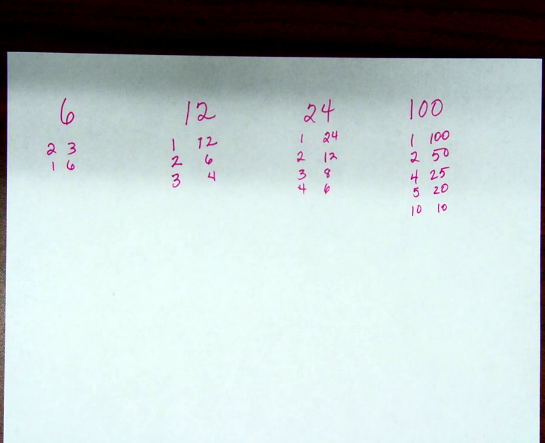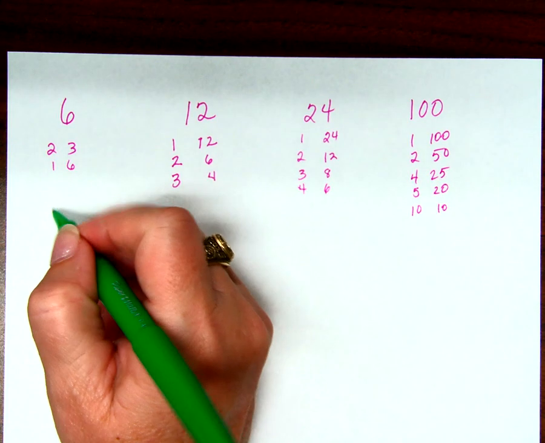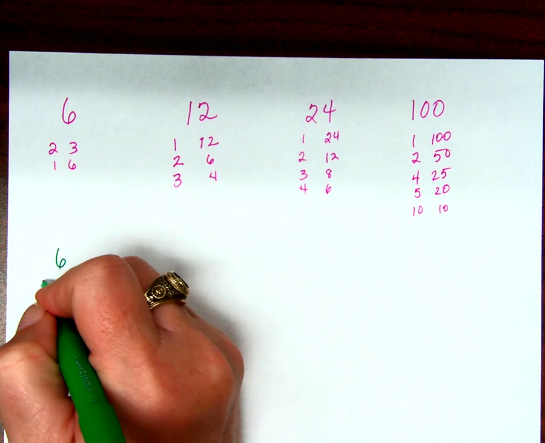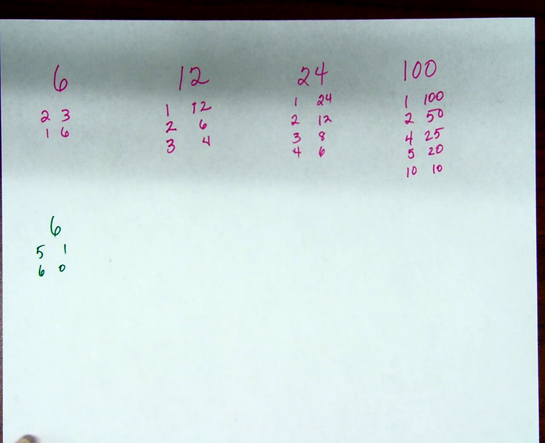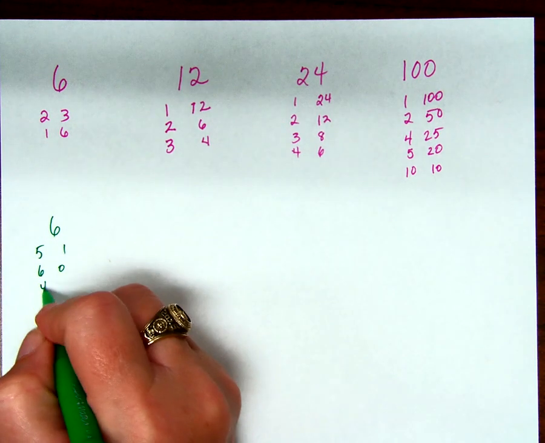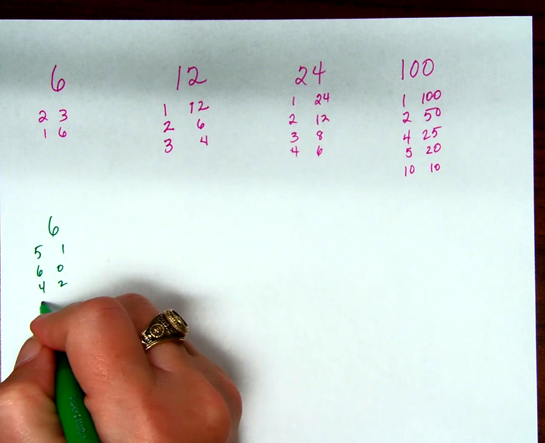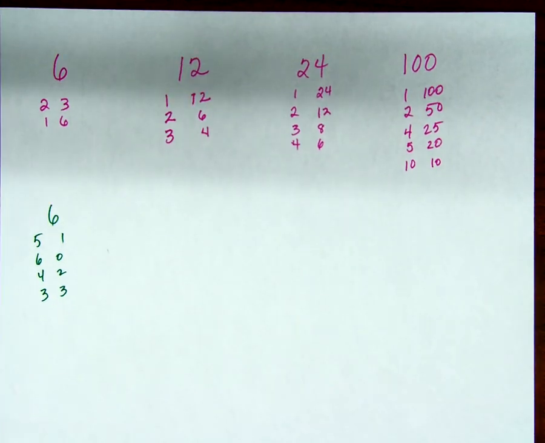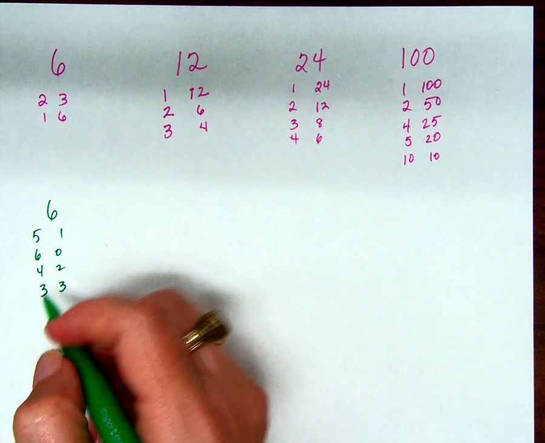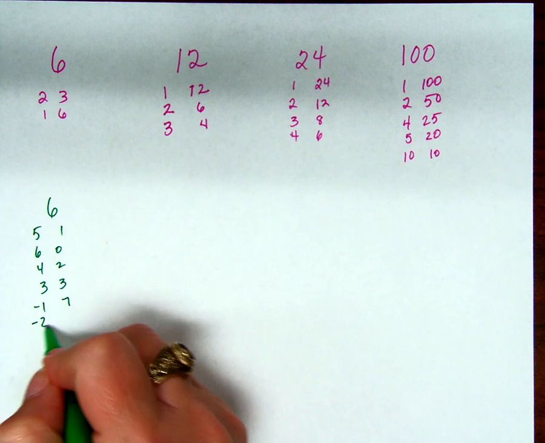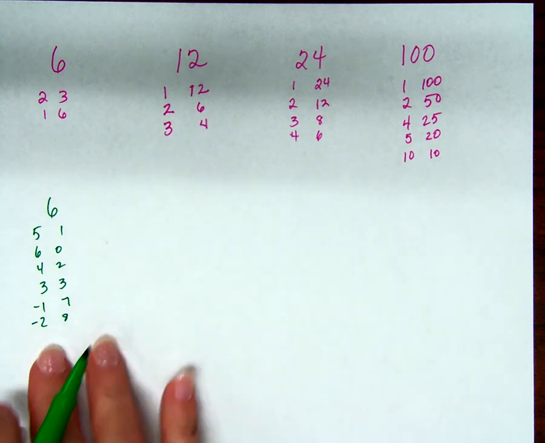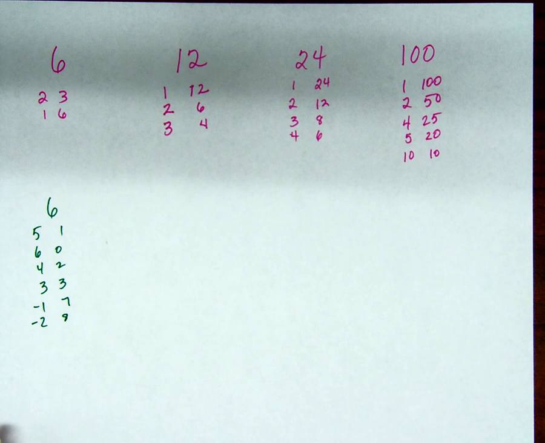Okay, well think about this for me. Can you do the same kind of thing if I said what numbers add to be 6? Okay, what numbers add to be 6? 5 and 1, 6 and 0. Is that it? No, 4 and 2. Is that it? 3 and 3. Is that it? How far could I go? Right, forever, right? I don't want to list them all.